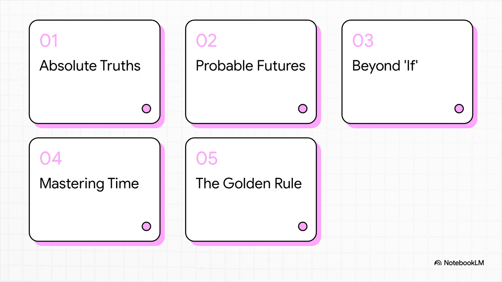So here's our game plan. Think of it like we're building a grammar toolkit, piece by piece. We'll kick things off with absolute truths. Then we'll get into probable futures. After that, we'll add some new words that act a lot like "if". We'll figure out how to master time. And finally, we'll uncover one single golden rule that ties this whole thing together.